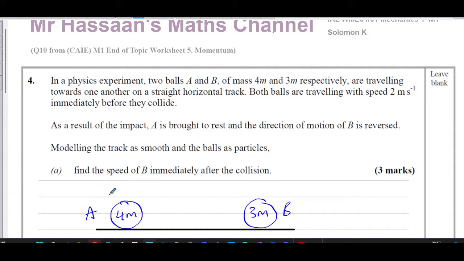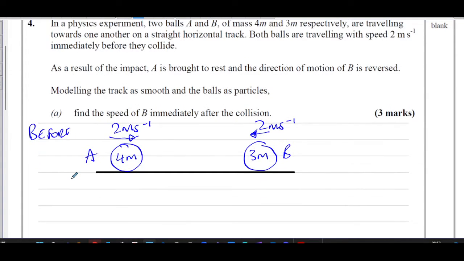They're traveling towards each other, so A would be going this way and B would be going this way, according to what I've drawn on my diagram. The speeds are 2 meters per second, so this is going 2 meters per second in this direction, and this 2 meters per second in that direction. So this is before the collision. Underneath I'm going to write what happens after the collision.